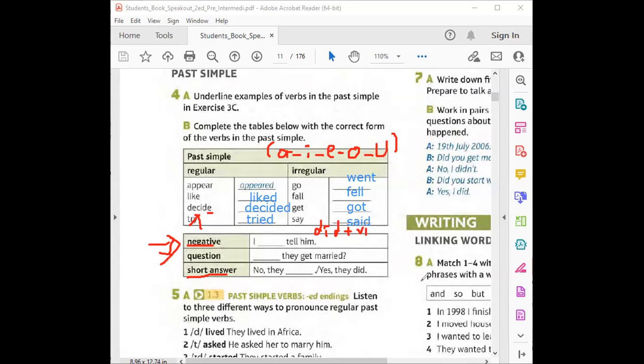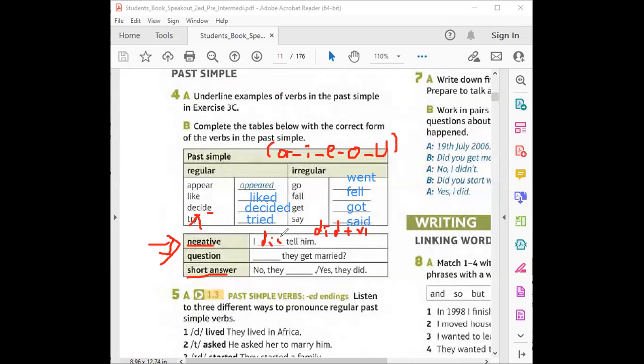Okay, let's do it together. So how do we say in the past simple, in the negative form, that... No, tell. So how would you make the first sentence, the negative sentence? Didn't. I didn't tell him. Yes, I didn't tell him.